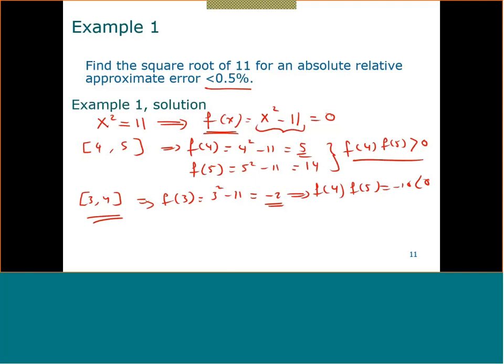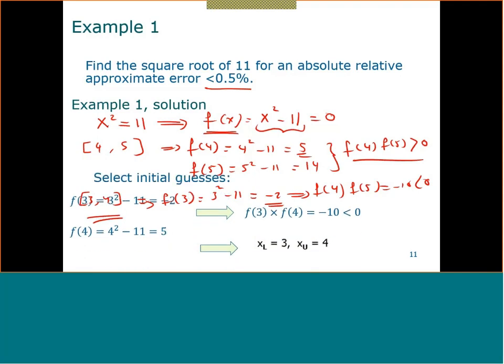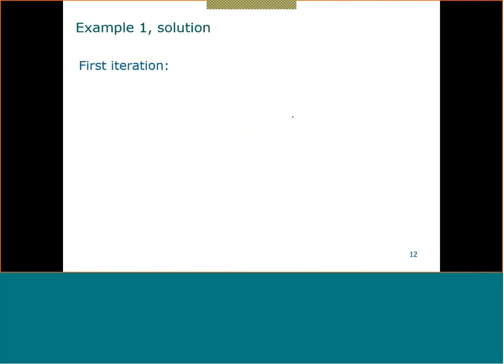Now what should I do? I will find my first estimate, which is x equal to 3 plus 4 divided by 2, which is equal to 3.5. Now I evaluate the function. I already found the function at 3 and I know the function at 4. So at 3.5 it is equal to 1.25, a positive number. So I know that f of 3 times f of 3.5 is a negative number, so this has to be less than 0. I don't need to recheck the other one because definitely the other one is more than 0.